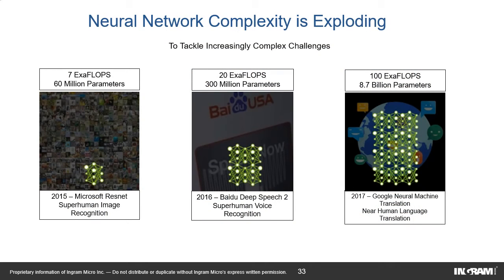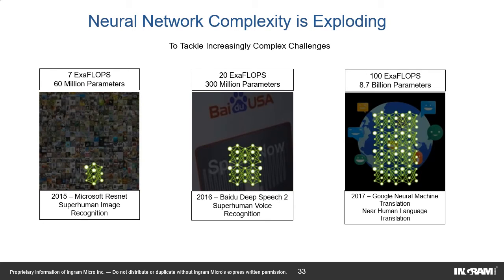To be able to achieve state-of-the-art performance in the various applications, we need to train very deep neural networks on millions of data elements. The network complexity is exploding. Starting from 2015, it became possible to train very large models on millions of data elements. In 2015, Microsoft ResNet architecture, for example, was around 60 million parameters with 7 exaflops.